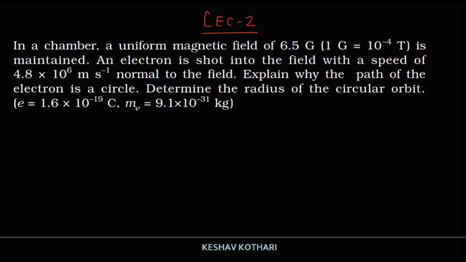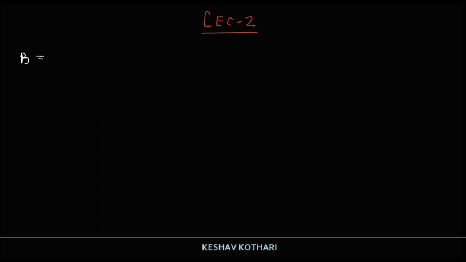So if we begin with this particular problem, the problem is stating that the strength of magnetic field B is equal to 6.5 Gauss. So this 6.5 Gauss must be converted into Tesla. So 1 Gauss is 10 to the power minus 4 Tesla. So we write it as 6.5 into 10 to the power minus 4 Tesla. Now the speed of electron V is given to us as 4.8 into 10 to the power 6 meter per second.